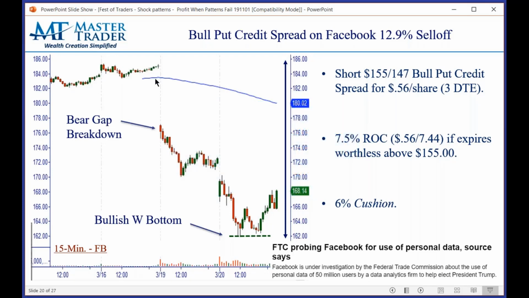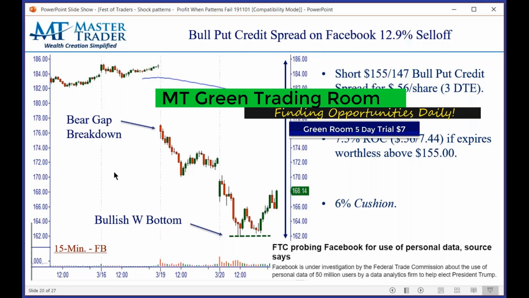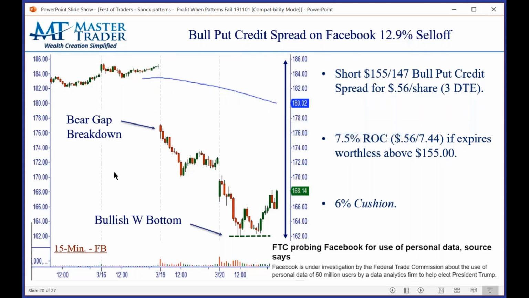This was Facebook. Volatility rises on these sell-offs and when they're in the middle of the news. So this was a couple months ago. The FTC was probing Facebook over their use of data. The stock dropped 12, almost 13% in 3 days. And so when I see opportunity like that, folks, I tell the people in our green trading room, we will be trading you on the long side. It is just a matter of when and what the picture looks like.